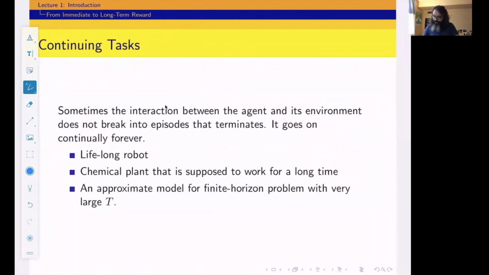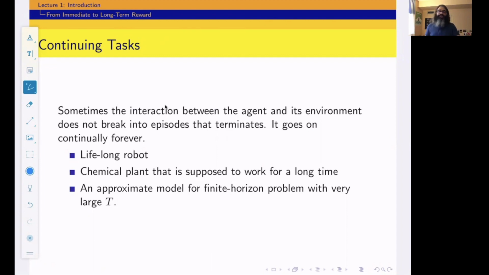Okay. So then we get to the continuing task, which is the case where the interaction between the agent and its environment doesn't break into natural episodes that terminate. So it goes forever, essentially. For example, a lifelong robot would be a case of it. Another is a chemical plant that is supposed to work forever. It's not like episodes of finite horizon of a month. It's supposed to go for a long time.